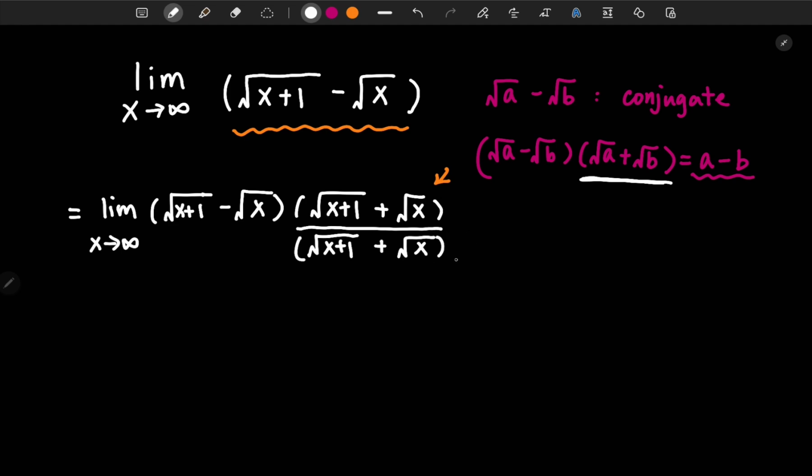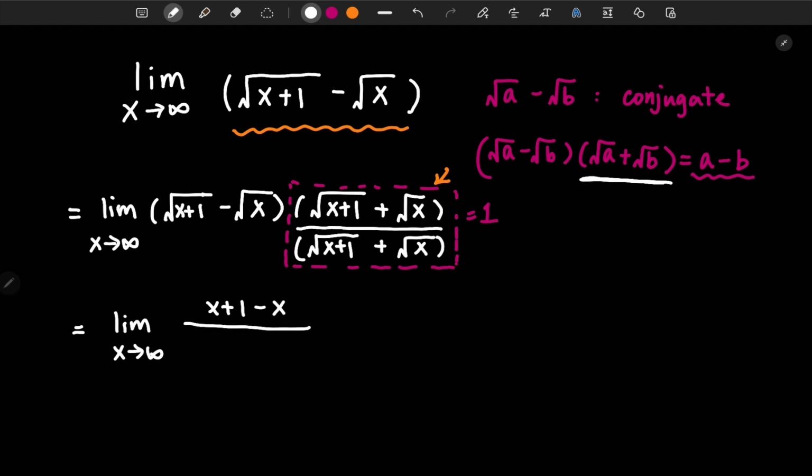So why do we do that? Because if we do that, essentially this part that we multiply with our original expression is equal to 1, which means we did not change the value of our original function. Okay, and let's see what we get if we simplify this. On the top, we get x plus 1 minus x. And on the bottom, we get the square root of x plus 1 plus the square root of x.